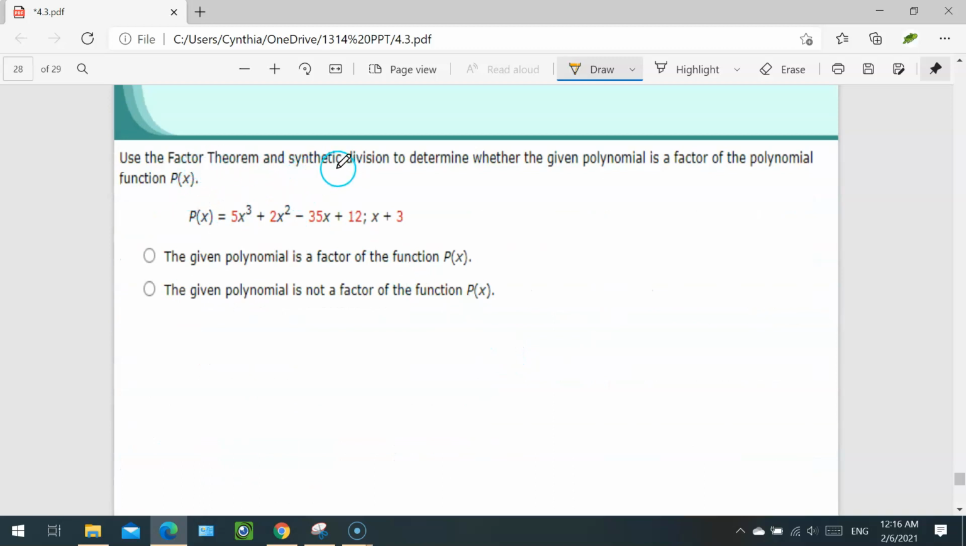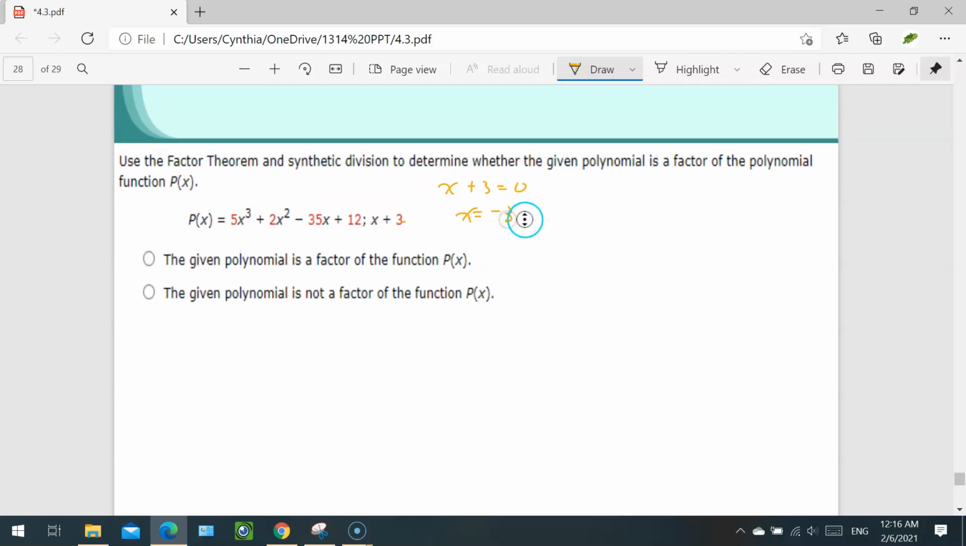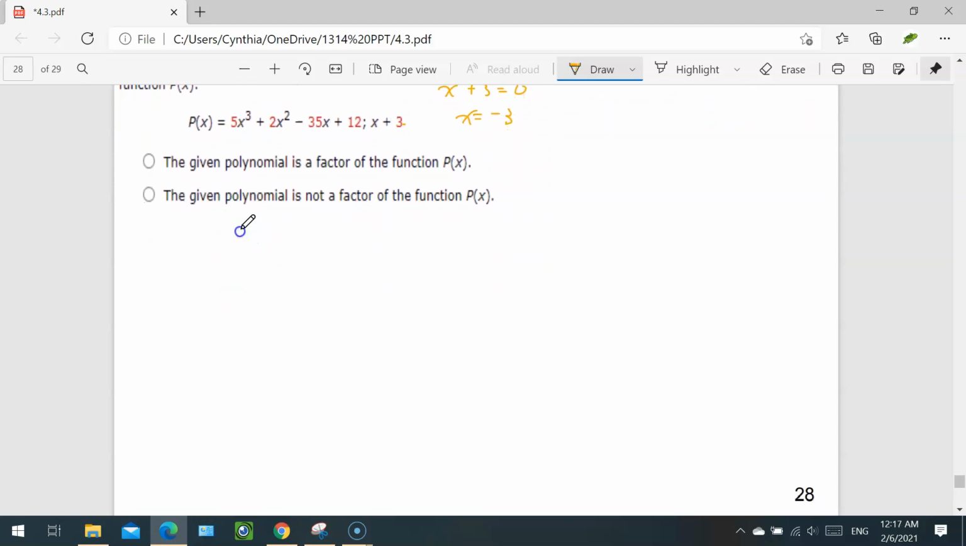Use the factor theorem and synthetic division to determine whether the given polynomial is a factor of the polynomial function p of x. It gives us the function here. It tells us this x plus 3, we are not sure whether it is a factor or not. So we use the remainder theorem. From here, we set x plus 3 equals 0, x equals negative 3. And now you just substitute the negative 3 back into here.